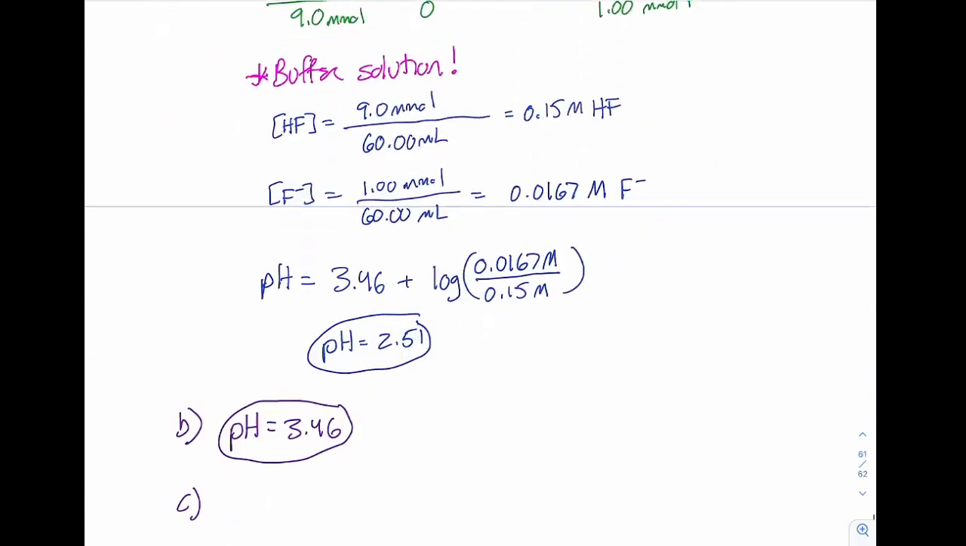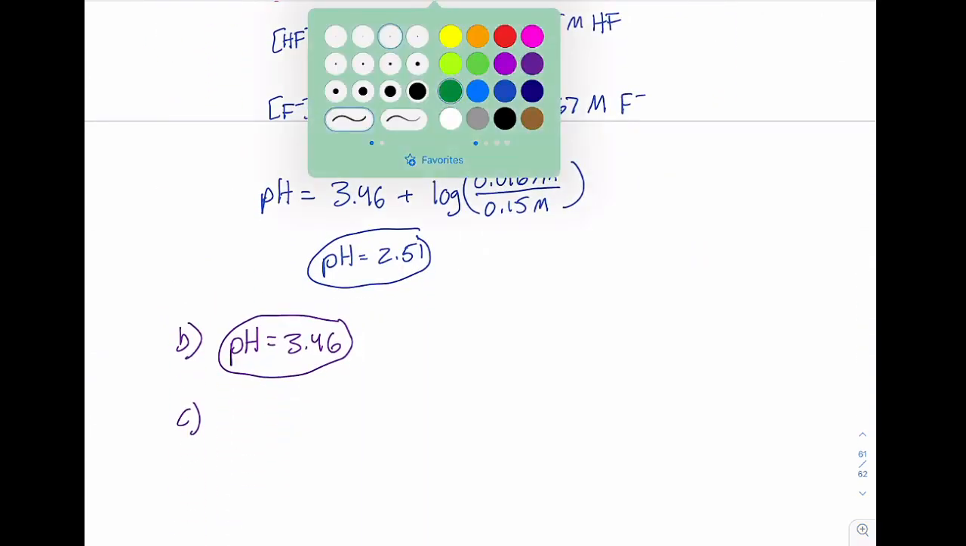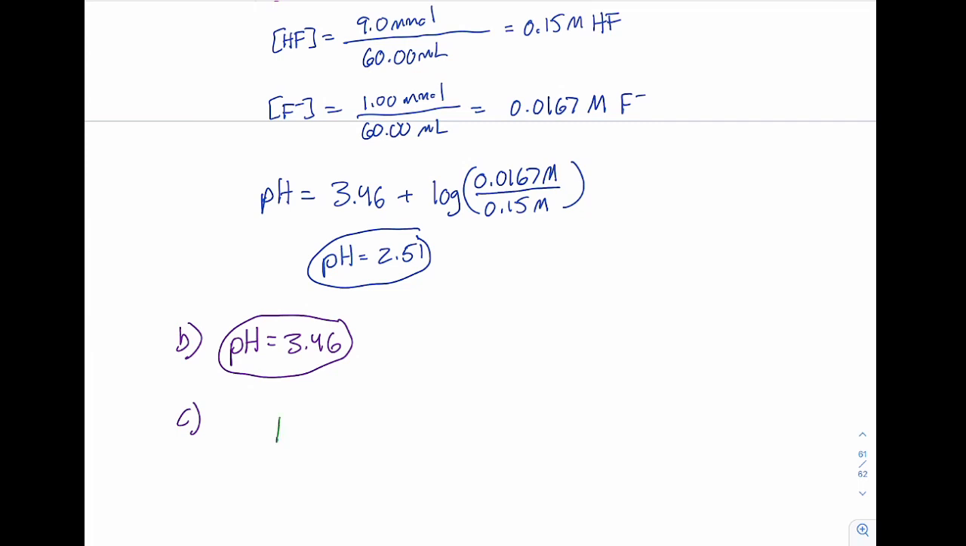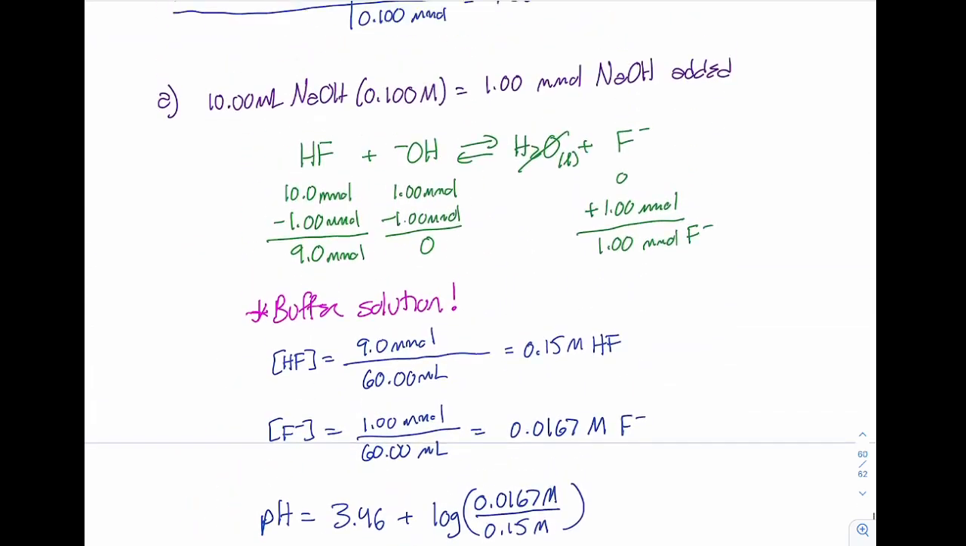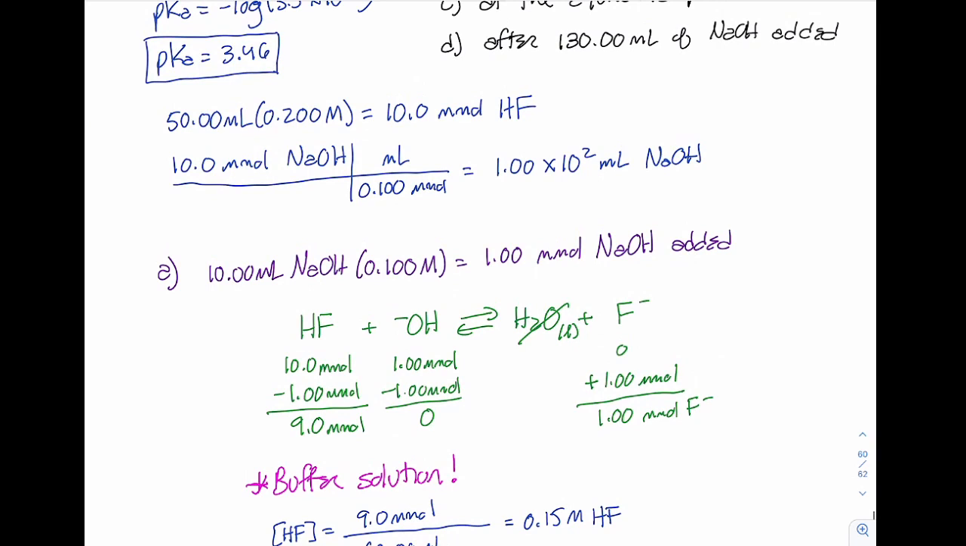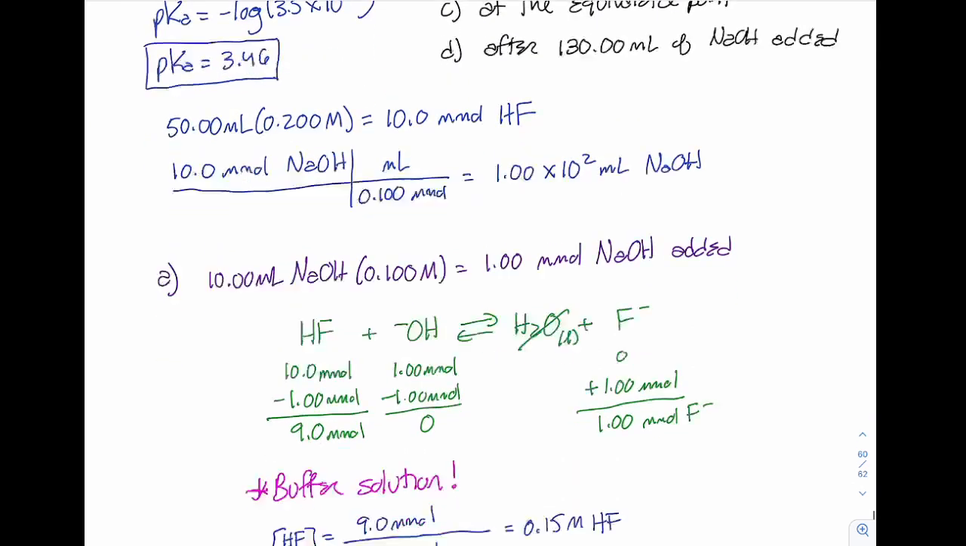So let's write that reaction. I have hydrofluoric acid plus my base going to water plus sodium fluoride, but we're not including sodium. We have 10 millimoles. We have 10 millimoles. It's actually just 10.0, isn't it? I'm just double checking my significant digits here. Yeah.